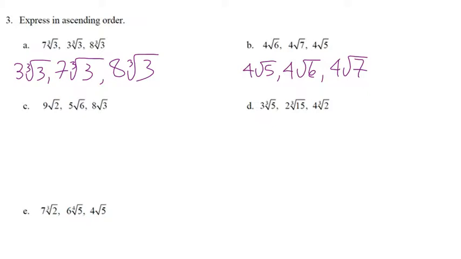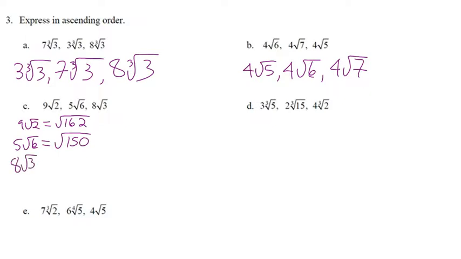So what we're going to do is change these from mixed radicals to entire radicals. So this becomes, I'm not showing details anymore, right? It's just here's the answer, and you get to figure out the details yourself if you want to. 9 root 2 is equal to the square root of 162. 5 root 6 is equal to the square root of 150.